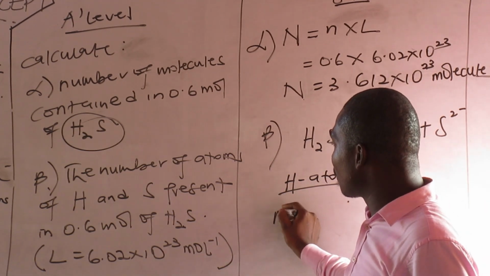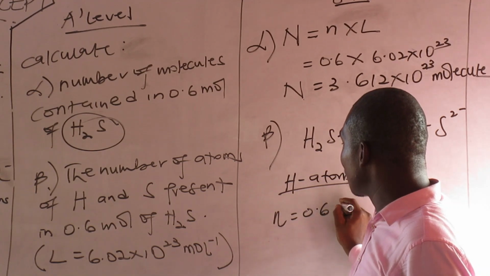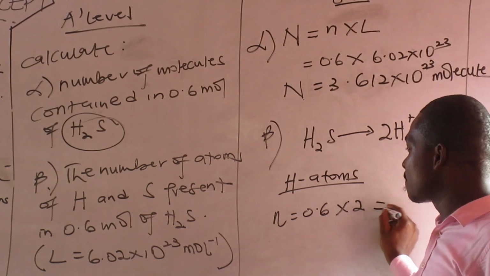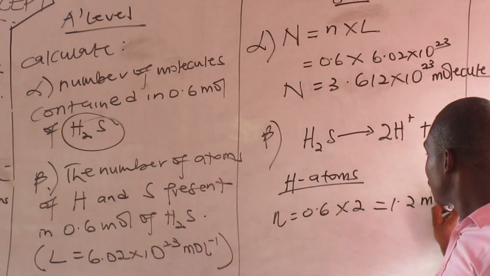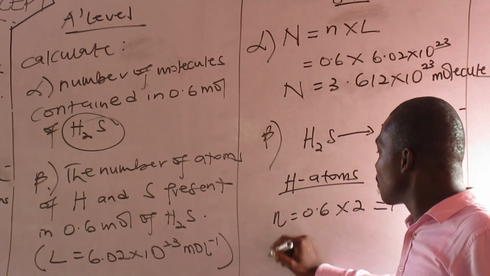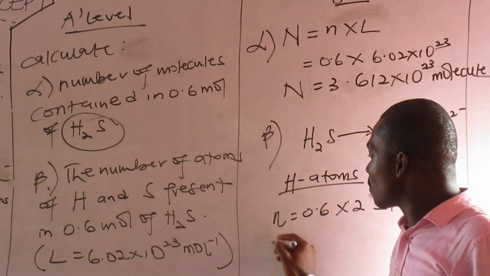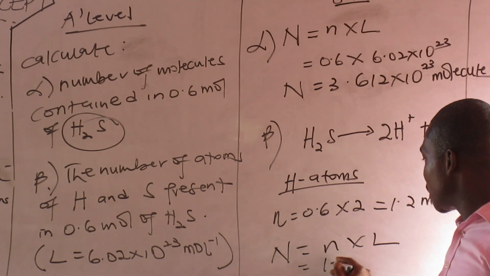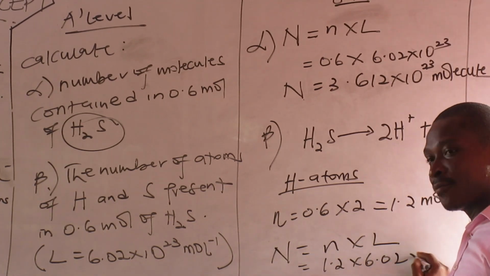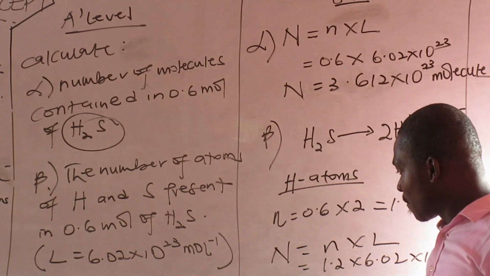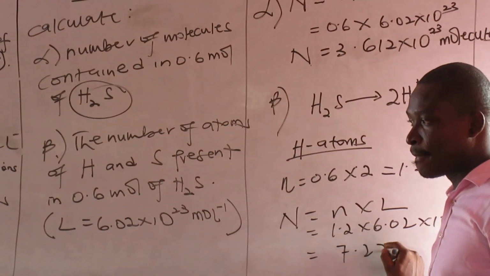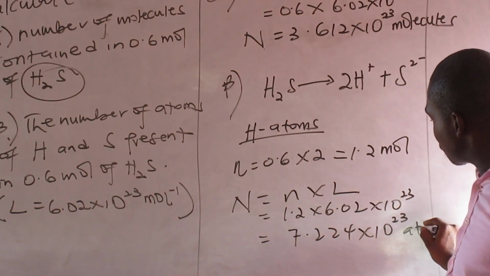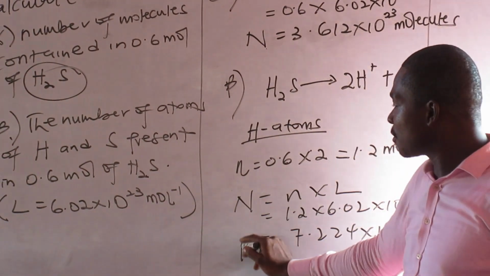So my number of moles was 0.6, right? By 2, as we have 2 of each atom. Are you okay? Now let's look at H. So the number of atoms, we'll have capital N by L. So small n is 1.2 by the Avogadro, 7.224 times 10 to the power 23. Atoms. Very specific. Good.